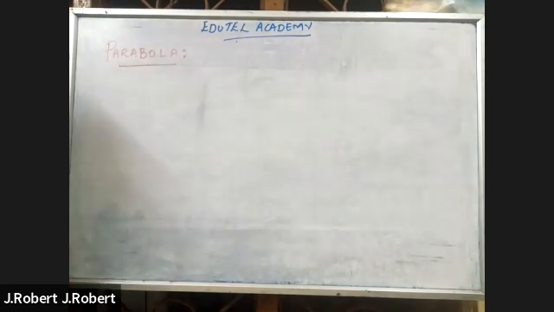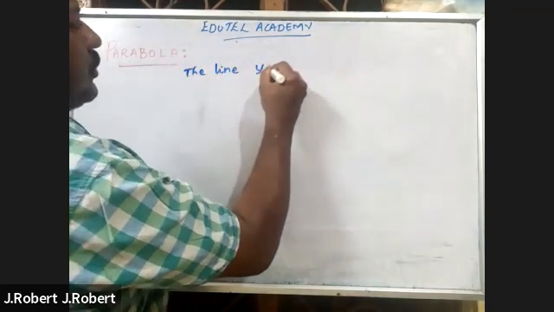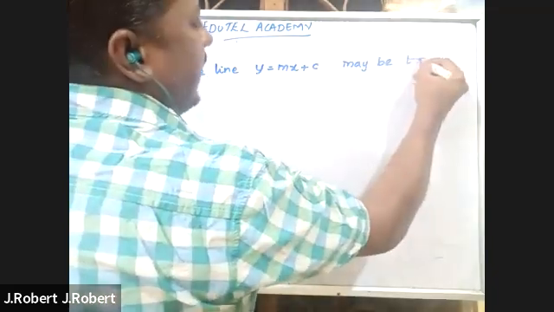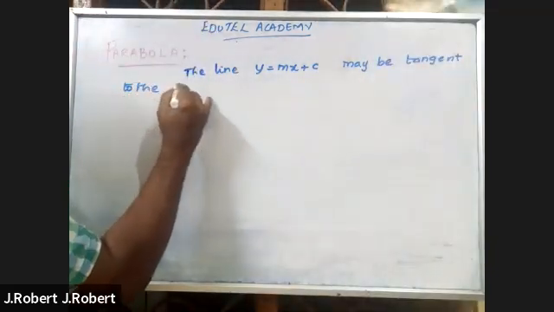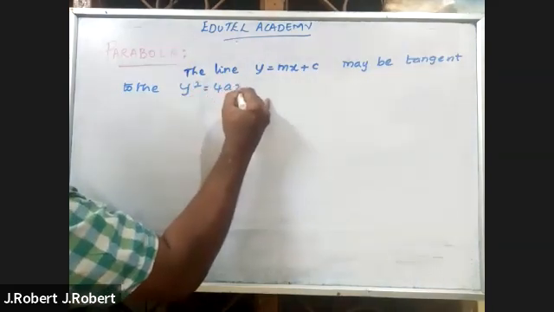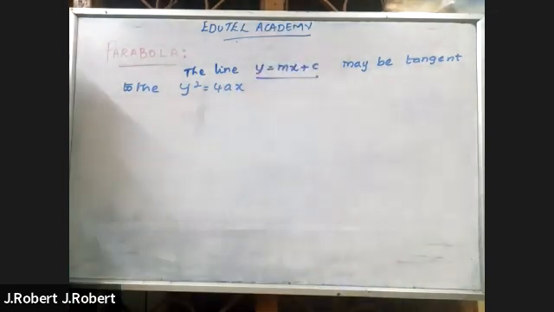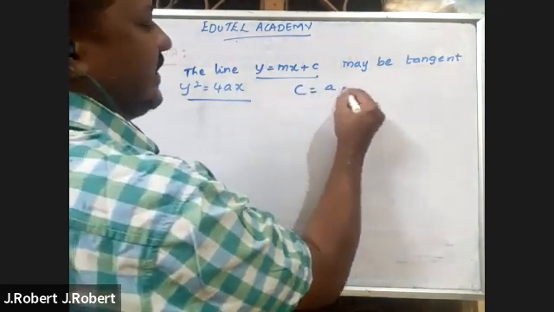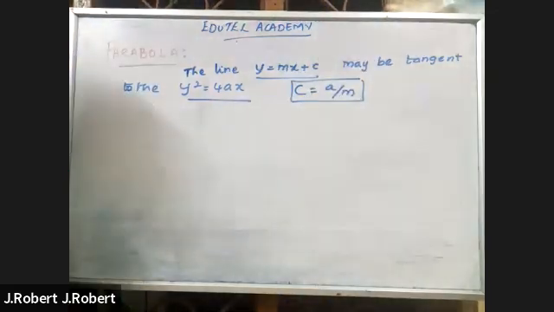What does slope form mean? The line y equals mx plus c may be tangent to the parabola y squared equals 4ax. There is a straight line, y equals mx plus c. If this straight line is the tangent to the parabola y squared equals 4ax, then the condition is c equals a by m.